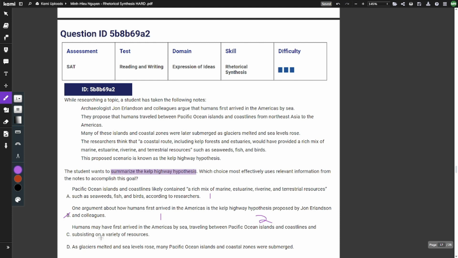And then they subsisted on a variety of resources, so that's a third one. And then D, it talks about how these sea levels rose, and then these coastal zones were submerged. So that's once again only one thing. And our most detailed one here is going to be C because it includes three details, and that does match up with what we got by reading the bullet points.